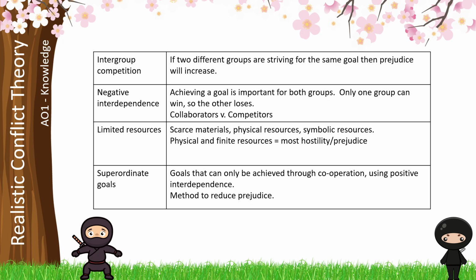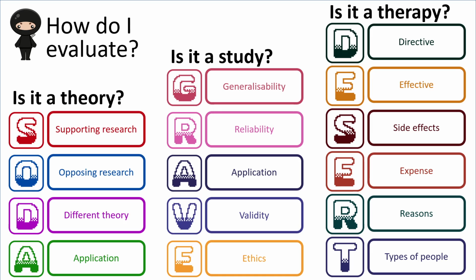It's really important that when you're explaining these key terms that you link them back to prejudice as an outcome, as the behaviour that we're explaining. So why does intergroup competition result in prejudice specifically? From here then, how do you evaluate?